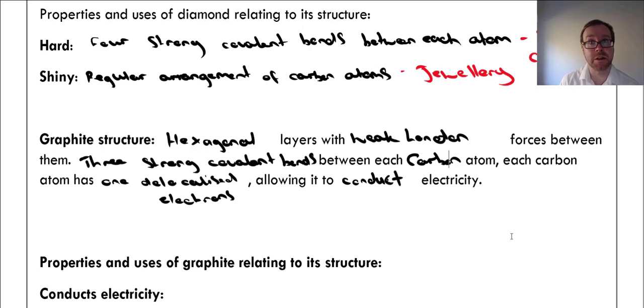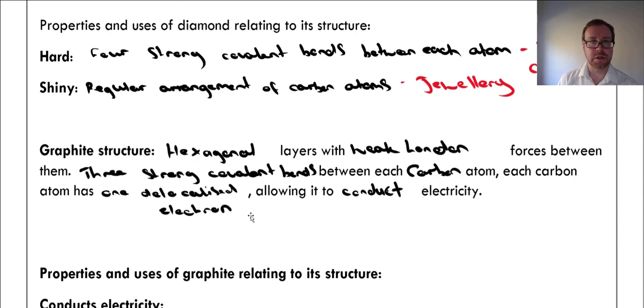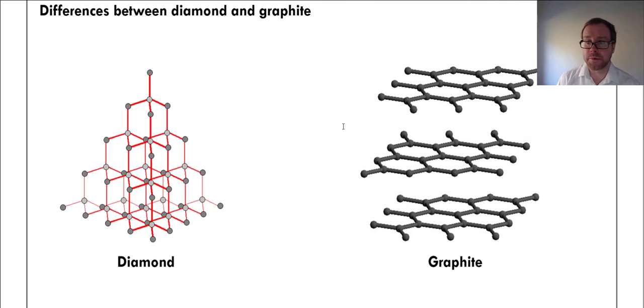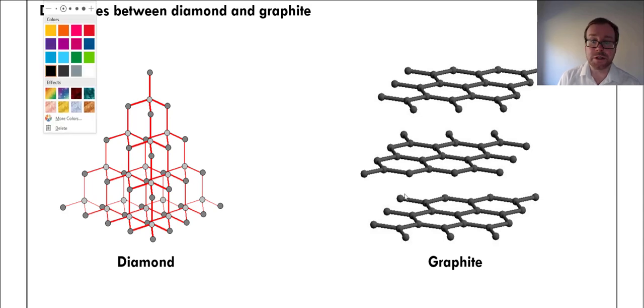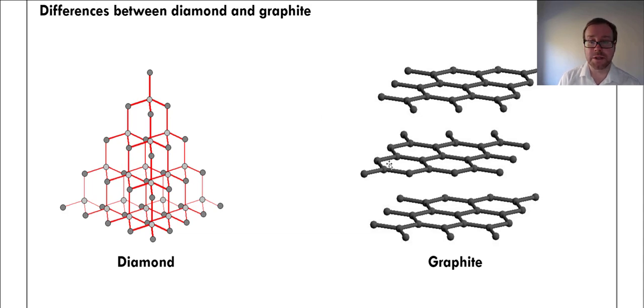We'll read through it, then we'll look at the diagram at the top. So they're hexagonal layers with weak London forces between them. 3 strong covalent bonds between each carbon atom. Each carbon atom has 1 delocalized electron, allowing it to conduct electricity. If we go back up, here's my example. There are the hexagonal layers, 1, 2, 3. There are 3 strong covalent bonds between each carbon atom. Because there's only 3 covalent bonds, each carbon atom has 1 delocalized electron. If it has one delocalized electron, this structure conducts electricity.